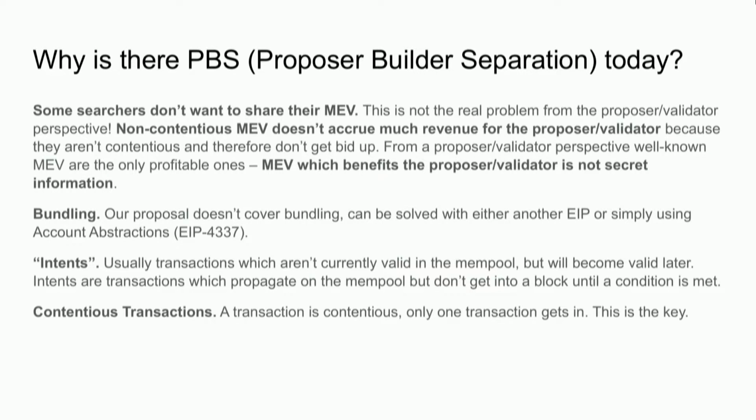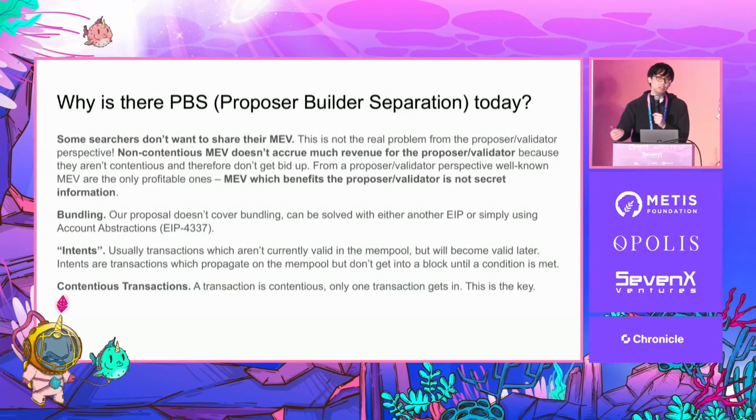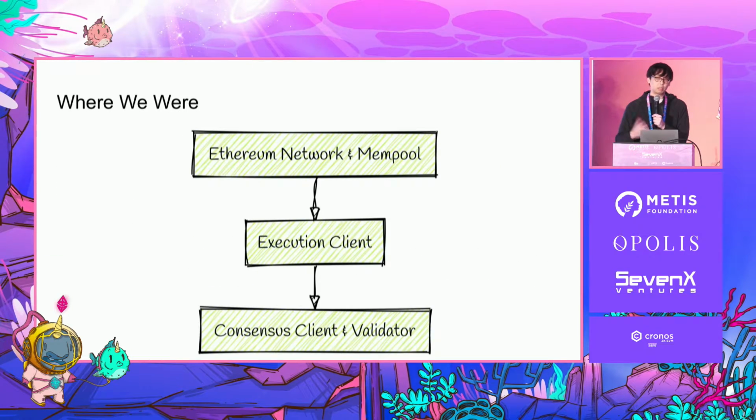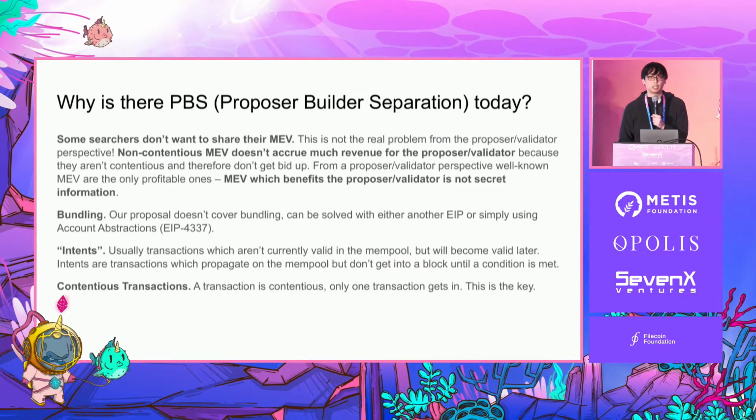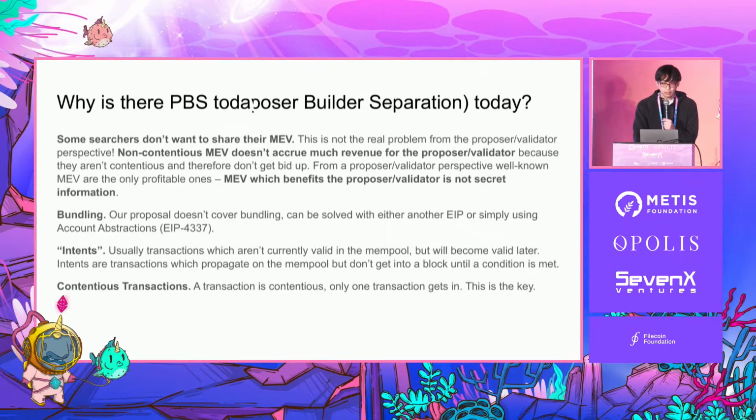And what do I mean by contentious transactions? It's that if many people are trying to get the same transaction in, think about your standard MEV, then you only want one transaction to get in. And to backtrack a little bit, this is not a presentation about getting rid of MEV in its entirety. It's about making a more decentralized system instead of having centralized trusted providers.